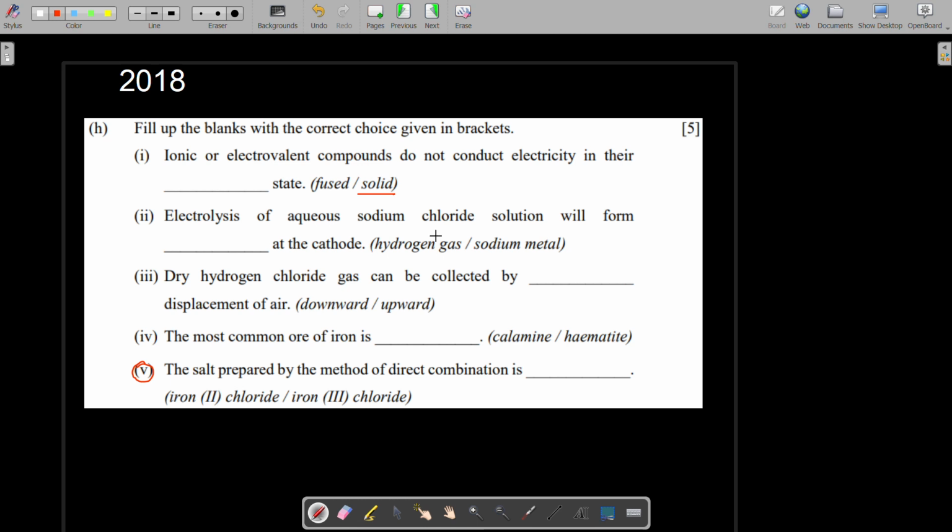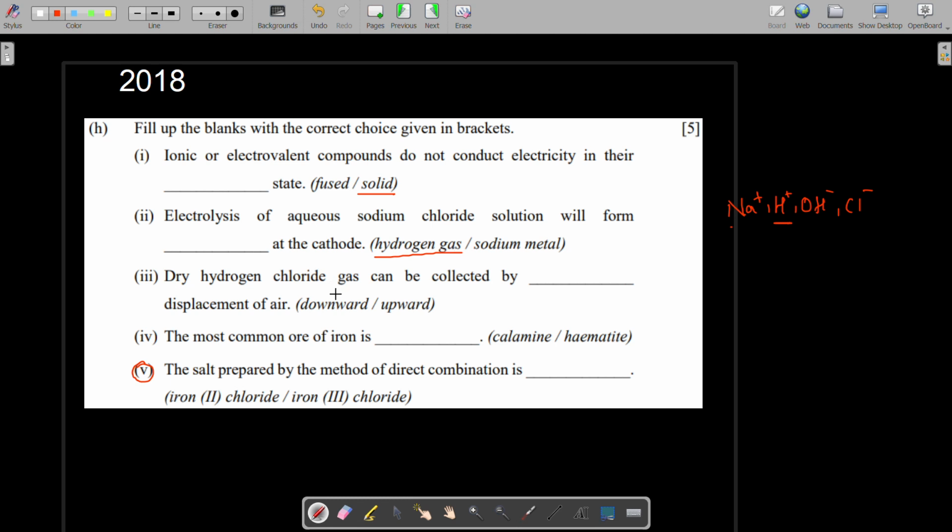Electrolysis of aqueous sodium chloride solution will form dash at the cathode. See, aqueous sodium chloride. Aqueous means there will be Na plus as well as H plus. H plus, where did it come from? From water. Water will form OH minus, chloride is there. So between sodium and hydrogen, hydrogen ion will migrate faster, discharge faster, preferential discharge. So you will get hydrogen gas at the cathode. Cathode is negatively charged, so cation will move there.